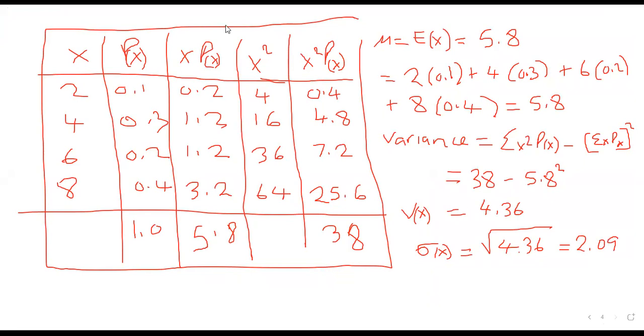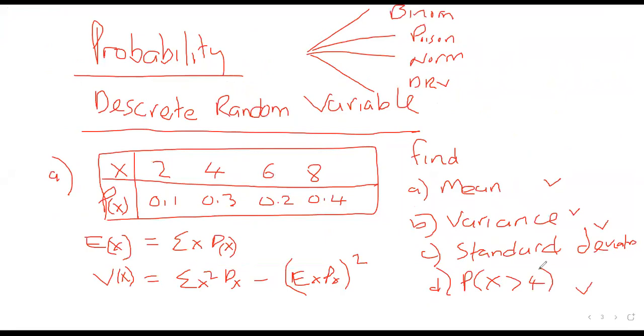Okay, so this is how we find our standard deviation. Then the last question was, what is the probability that X is more than 4? So which numbers are more than 4 here?